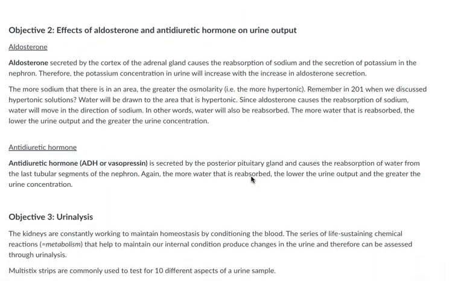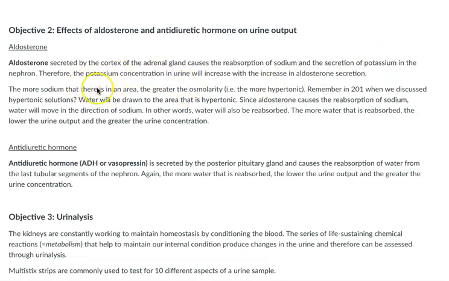Okay. And then as we get into aldosterone and antidiuretic hormone, aldosterone is responsible for the reabsorption of sodium and the secretion of potassium. So the body is making sure we are retaining sodium and losing potassium in the urine.